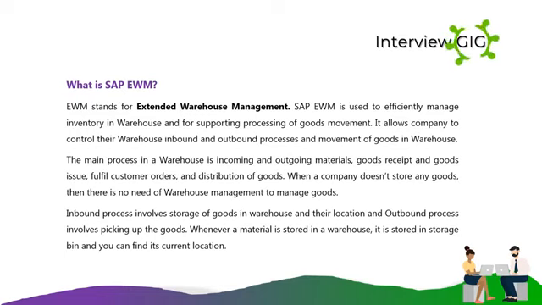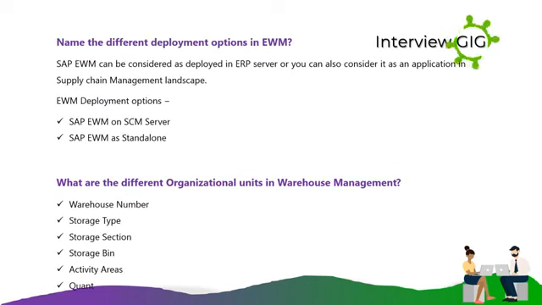distribution of goods. When a company doesn't store any goods, there is no need for warehouse management. Inbound process involves storage of goods in the warehouse and their location, and outbound process involves picking up the goods. Whenever a material is stored in a warehouse, it is stored in a storage bin and you can find its current location. Name the different deployment options in EWM.